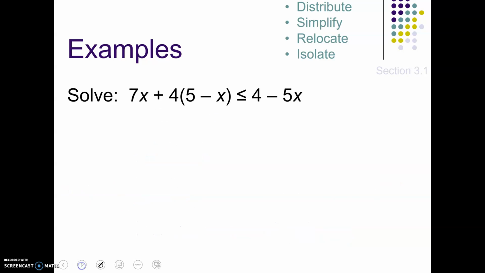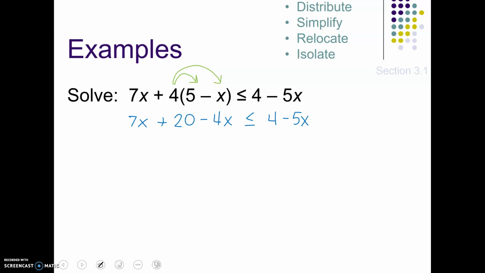So let's look at another example and play around with it. Again, we're going through those same 4 steps as we had with equations. The first step is to distribute. We're trying to remove the parentheses so that those terms are free and loose to move around. When we distribute, we'll have the 7x still there. 4 times 5 will give us 20. 4 times negative x will give us negative 4x. We still have that less than or equal to symbol, and then there's no distribution to do on the right side, so I'll just copy it.